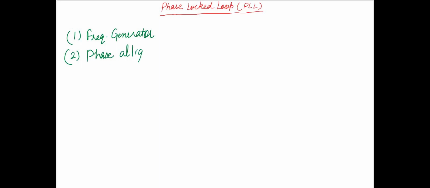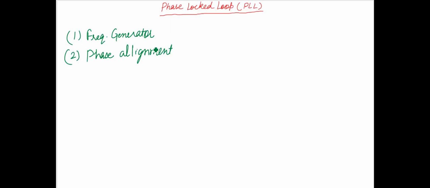So the PLL, what is the use of PLL? PLL is used for frequency generation. It can generate any type of signal. It will be periodic only, but it can be of different shape. It can be a square waveform, sawtooth waveform. So that is one function of the PLL. Now the second function is phase alignment. The use cases of PLL we'll see in further lectures.